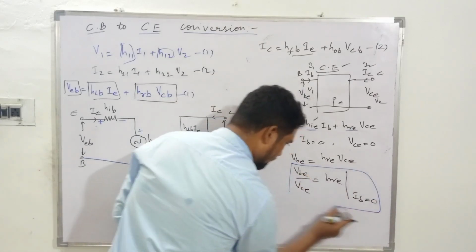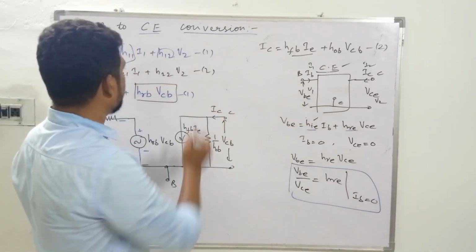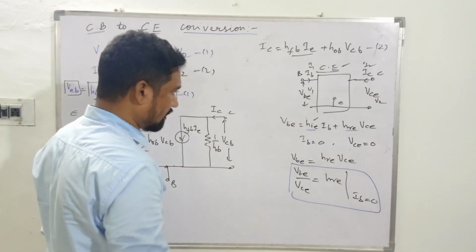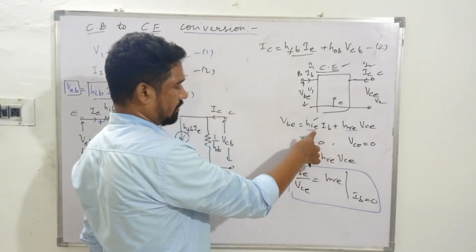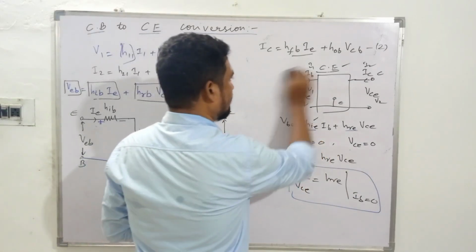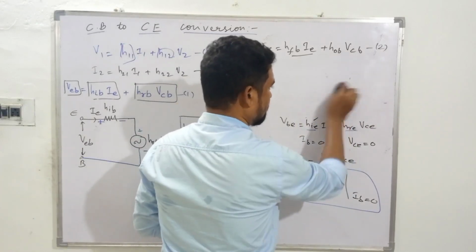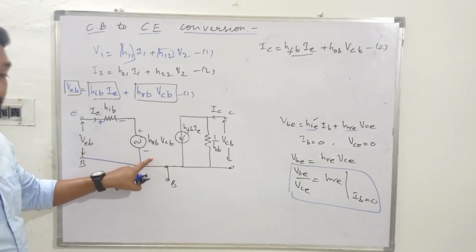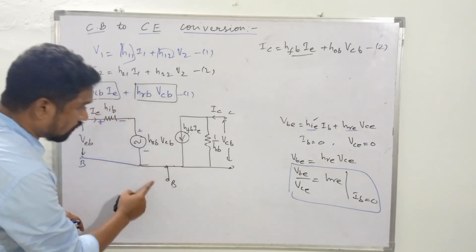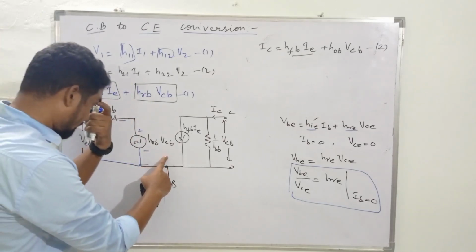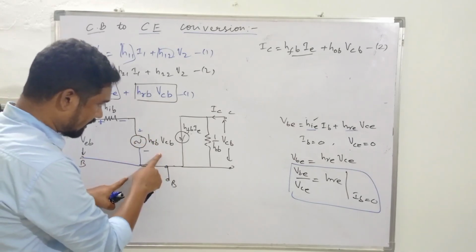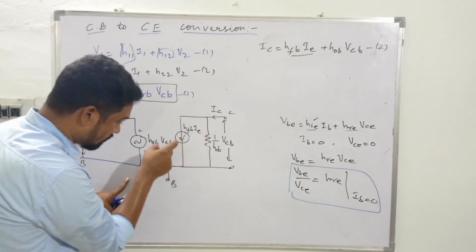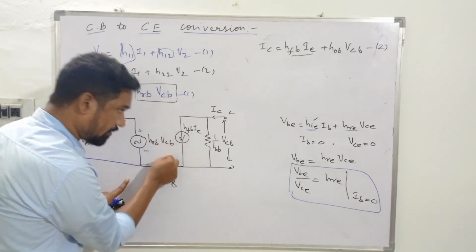This condition is very important while we go in search of this conversion. And the other one, when VCE is made 0, we can evaluate this one. So that is the case. Now during this conversion, what we have to do is, this is in terms of common base, isn't it? Now this has to be redrawn for common emitter. I repeat, this hybrid model is in common base representation. Now this should be modified for common emitter.